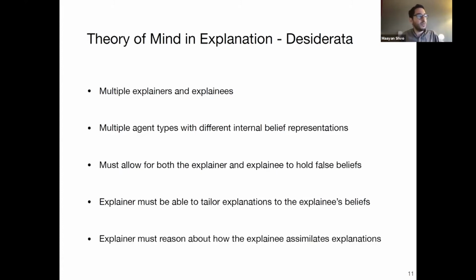And finally, we must enable the explainer to consider how a potential explanation is assimilated by the explanee. That is, how the explanee revises their beliefs given the explanation, which may very well be inconsistent with their possibly false beliefs. And we'll see this illustrated in our example later on. And while previous work has addressed some of these desiderata, in our work, we propose a belief level account of explanation that satisfies all of these desiderata and does so by employing a number of crucial building blocks.